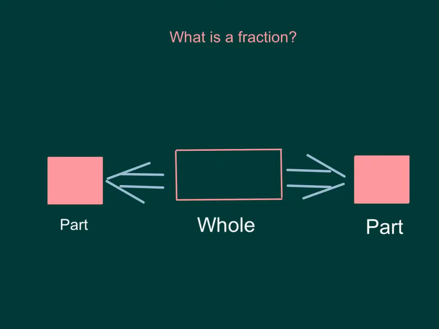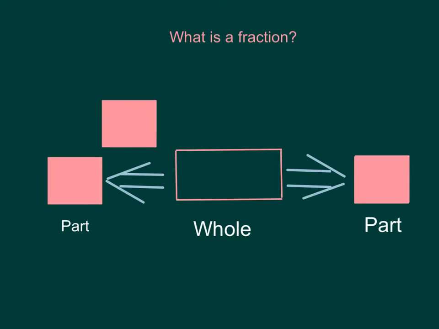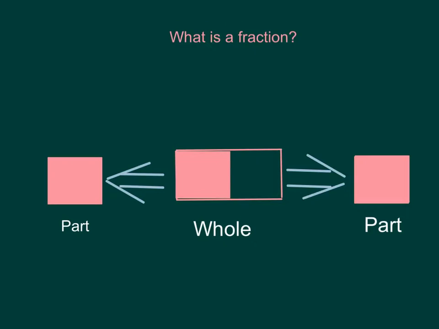In this example, we have two equal parts or halves of a rectangle and a complete rectangle that represents a whole. If we were to represent the part as a fraction, we would write 1 over 2, as the 1 would represent the part and the 2 would represent the whole.